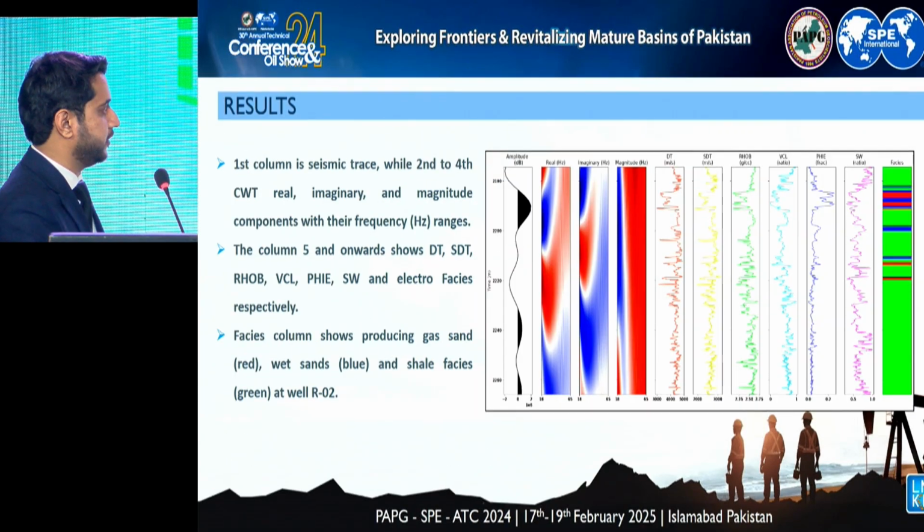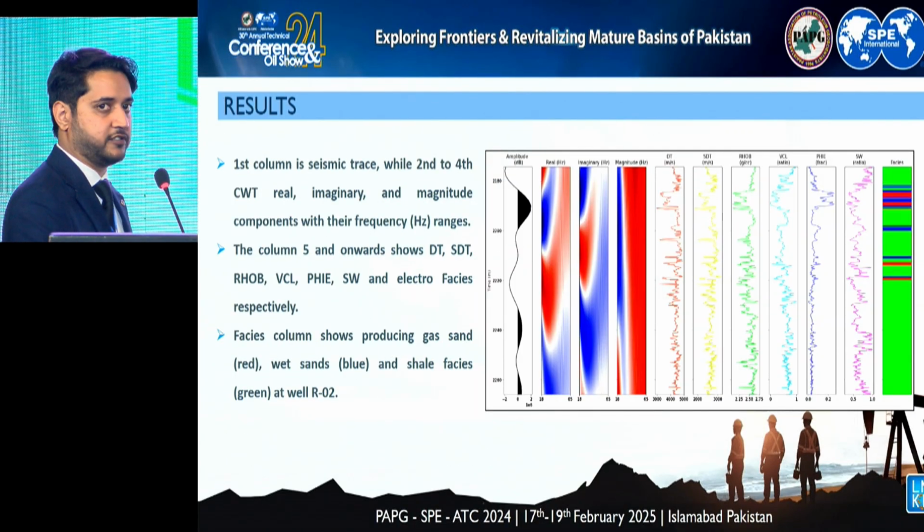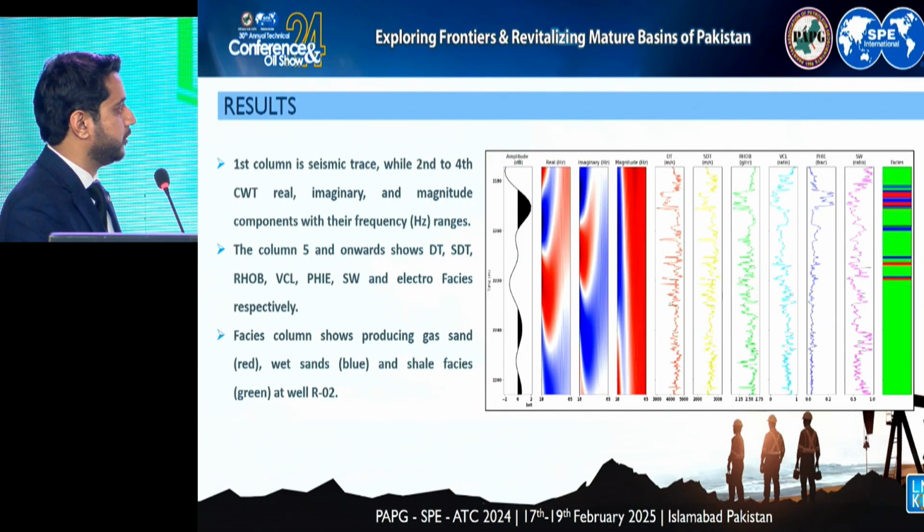So this is a trace, the seismic trace of interest. What we did was, this is actually a trace at the well location, and it is being converted into 3 components using the CWT technique: the real, the imaginary, and the magnitude.